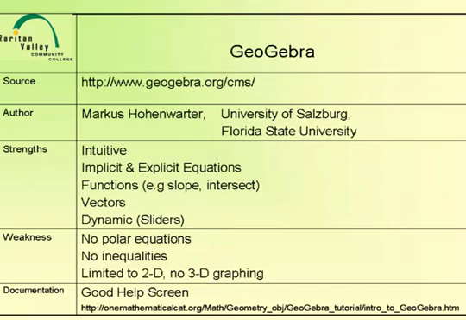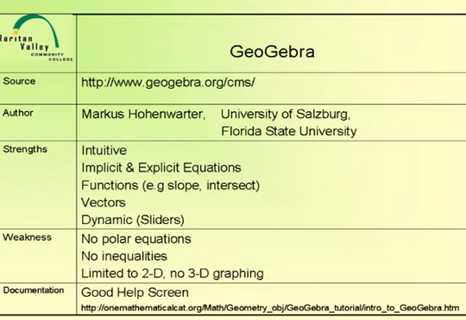GeoGebra is a very intuitive piece of software. It handles both implicit and explicit equations. It has functions like slope and intersect that allow you to find critical things out about functions. It allows you to graph vectors. It's dynamic in that it has sliders, and we'll see what sliders do in a later podcast.